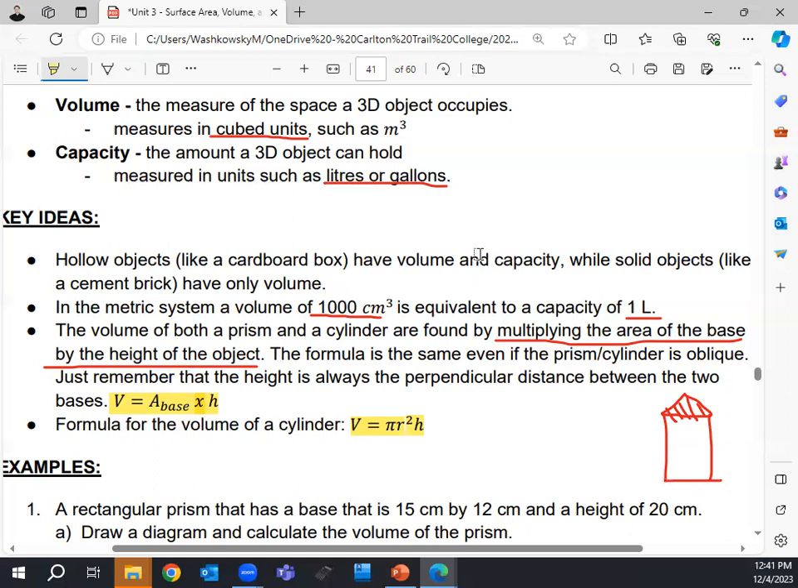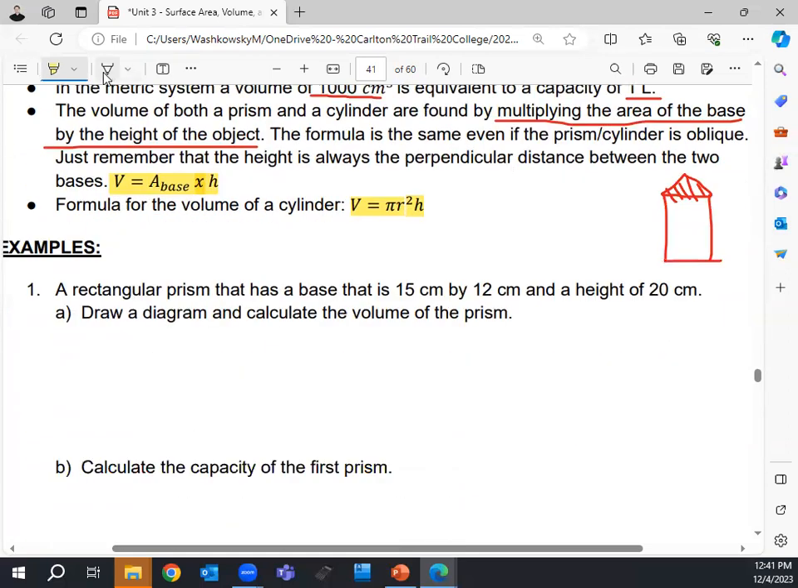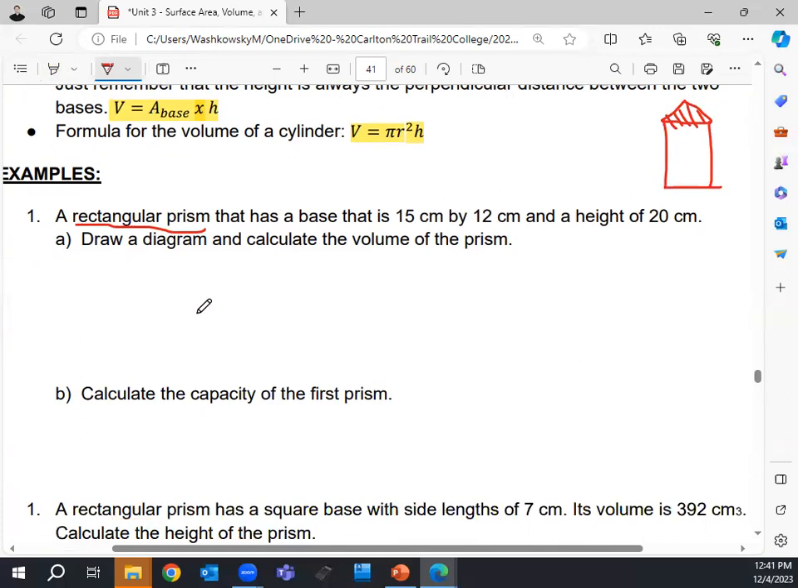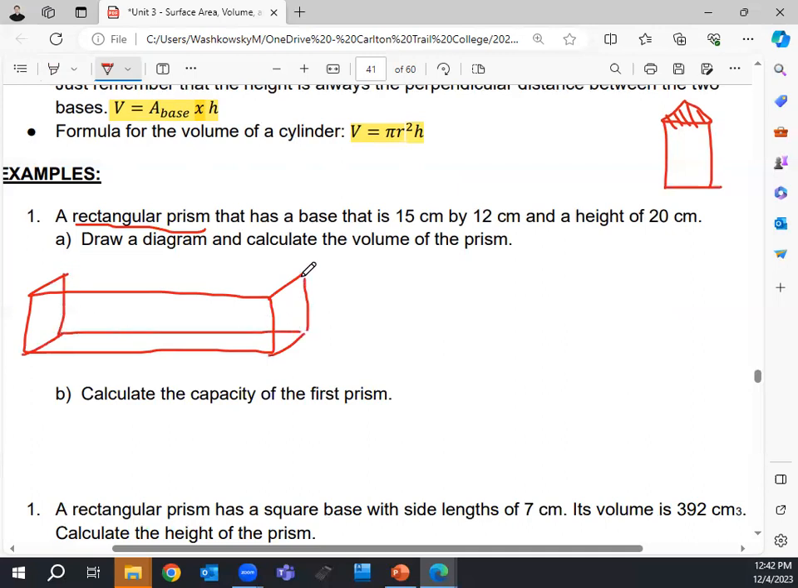Okay, so let's look at an example of this. We're going to start with just a nice simple object, a rectangular prism. So rectangle, I'm going to quickly draw it. Rectangle. And then it's a prism, which means it's 3D. So I'm just going to extend all these lines out a little bit and connect them. Right, so now I have a rectangular prism.